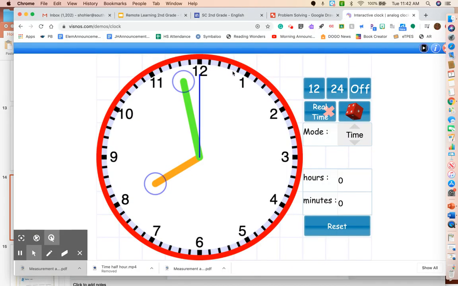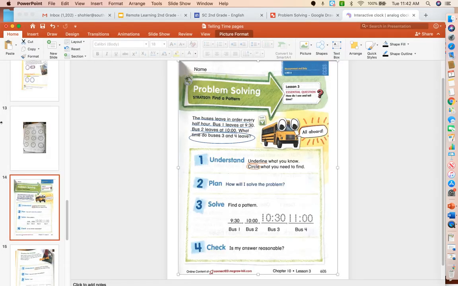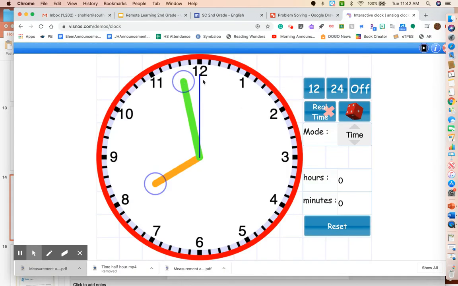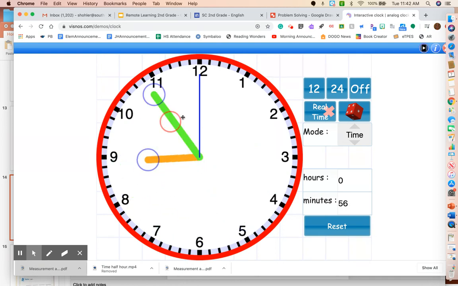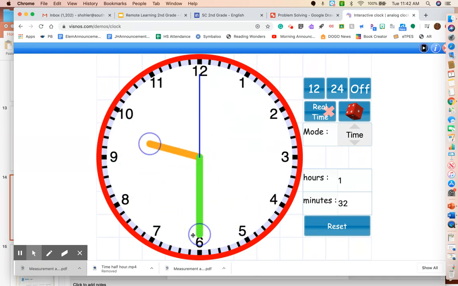The first bus starts at 9:30. So let's get over here on our clock and get it set to 9:30. Remember, this is the minute hand. This is the hour hand. This is our analog clock. And remember, we talked the other day about it being a pizza. So here's that pizza, and half of the clock face is 30 minutes out of the whole 60 minutes of the hour.